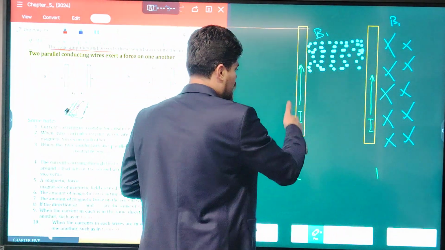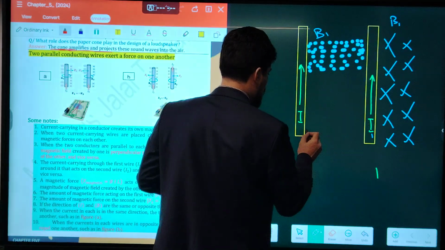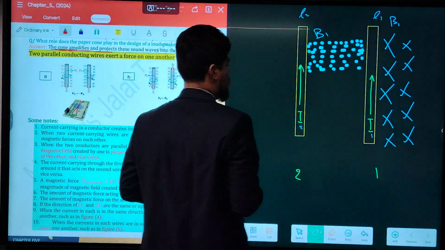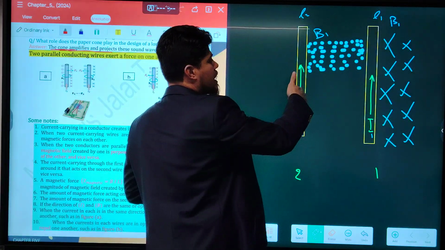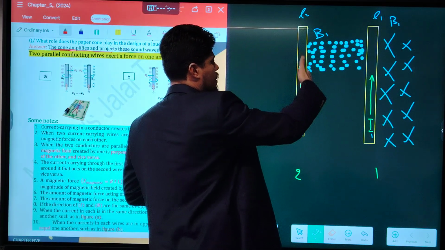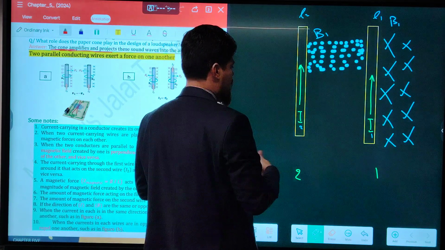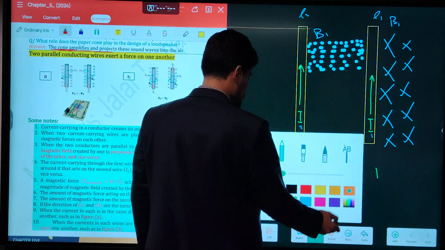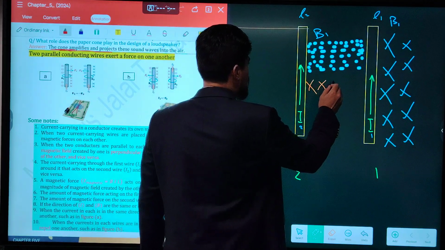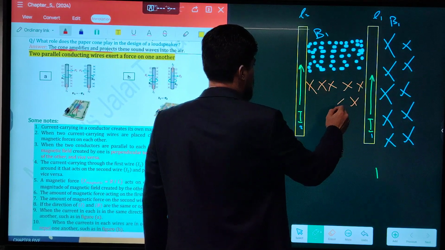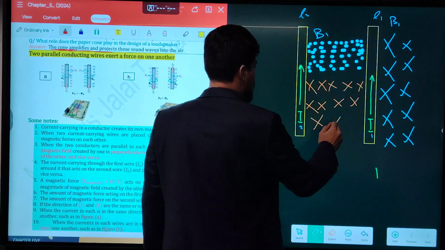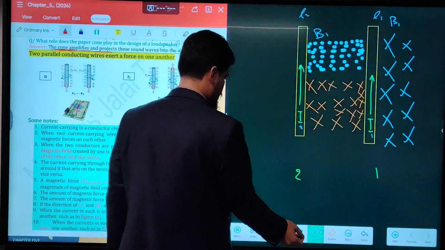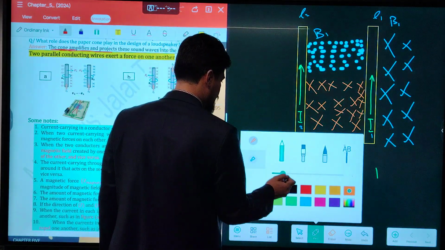For the second wire, wire number 2, this is I1, this is I2. This is L1, this is L2. For the second wire, use the same rule, the right hand rule. Here becomes into the page and here is out of the page. Okay, here becomes what? Into the page. And here is out of the page.